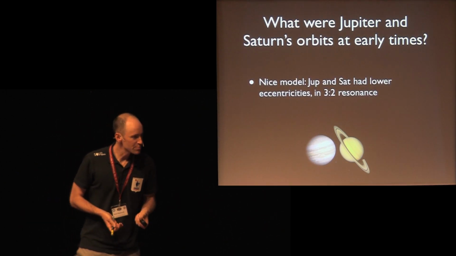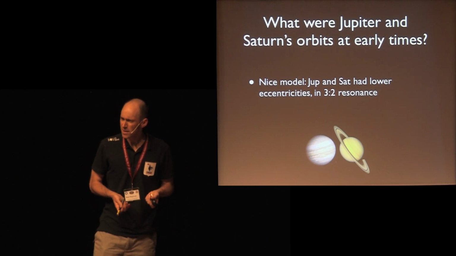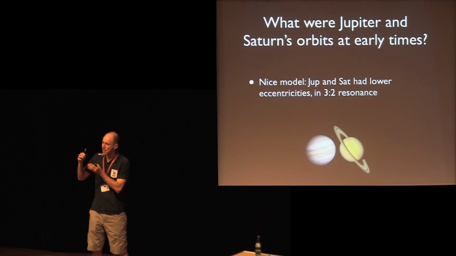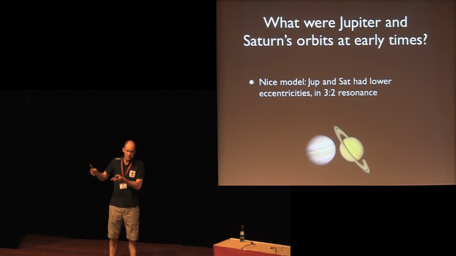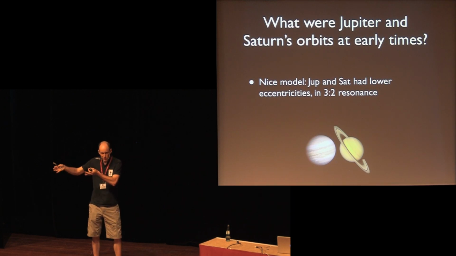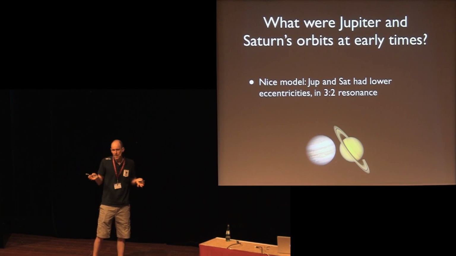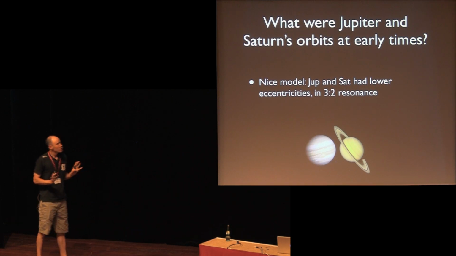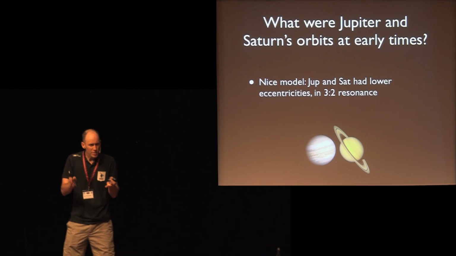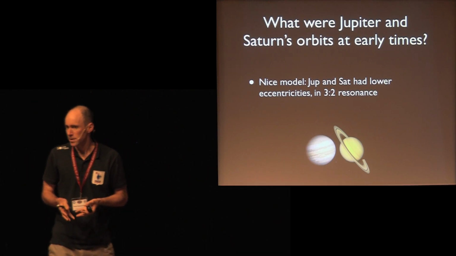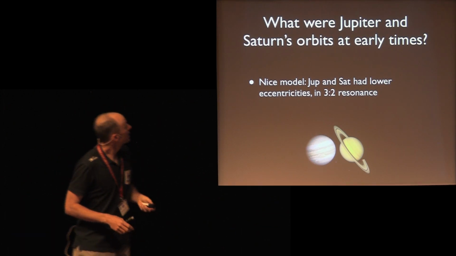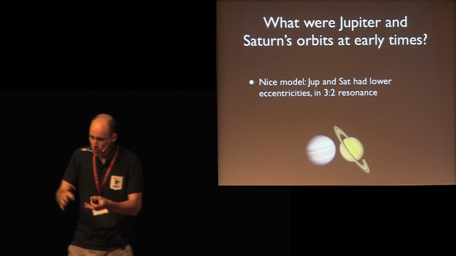There's this model called the Nice model that you'll hear about in, I think, Melvin Davies' talk, in which an instability in the outer giant planets at late times caused the late heavy bombardment. So before the Nice model, we had to kind of rewind the giant planets' orbits to what they might have been beforehand. And there's good reason to think that Jupiter and Saturn may have been on more compact orbits, maybe in 3-2 resonance, and probably with lower eccentricities than they have now. You know, eccentricities, instead of about 0.05, of maybe 0.01, 0.02, something like that. That's kind of one story that holds together.